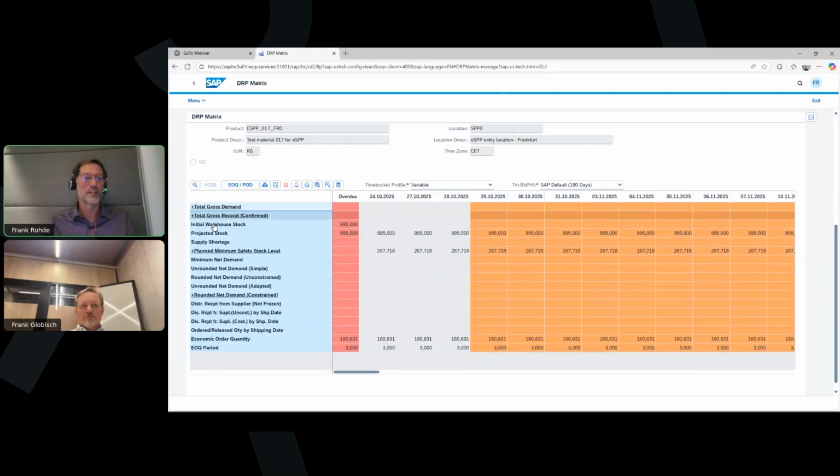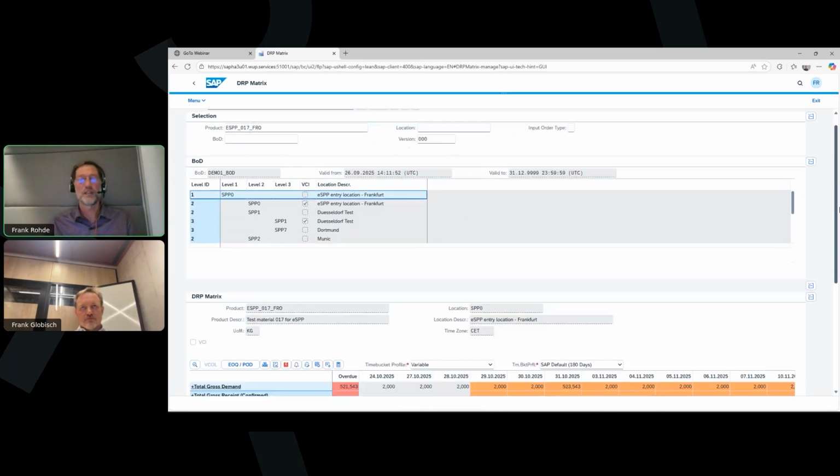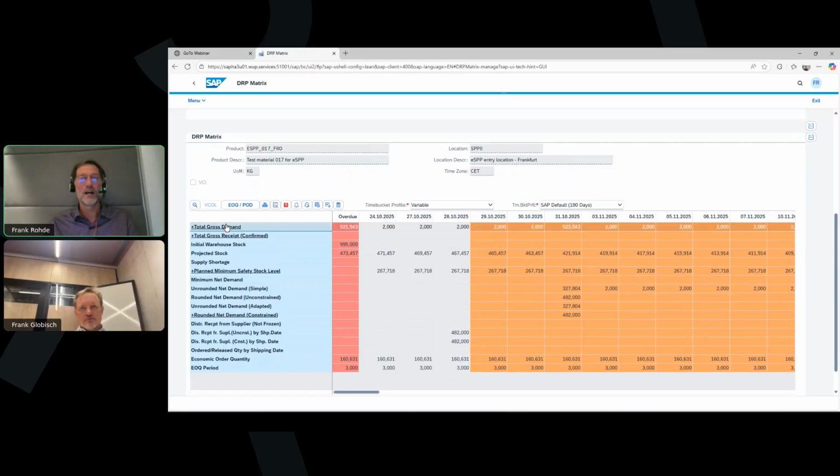We have different key figures. If you're not familiar with the DRP, don't get scared by all these key figures. I will point out the important ones. So we have initial warehouse stock for that product of 995. And if we push the simulate button, we will see what the system is trying to order for that product. So we have a certain gross demand. Then we have no receipts yet.